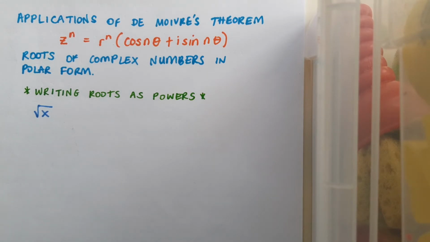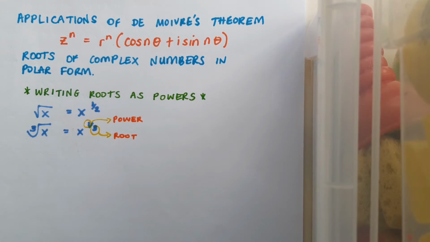So for example, if we had the root of x, how would we write that as a power? Well, a square root is the exact same as an exponent of 1/2. And what about a cube root? Well, that's the exact same as the power of 1/3. When you have a fraction power, basically what's happening is that the top of the fraction is operating as a regular power and the bottom of the fraction is operating as the root.